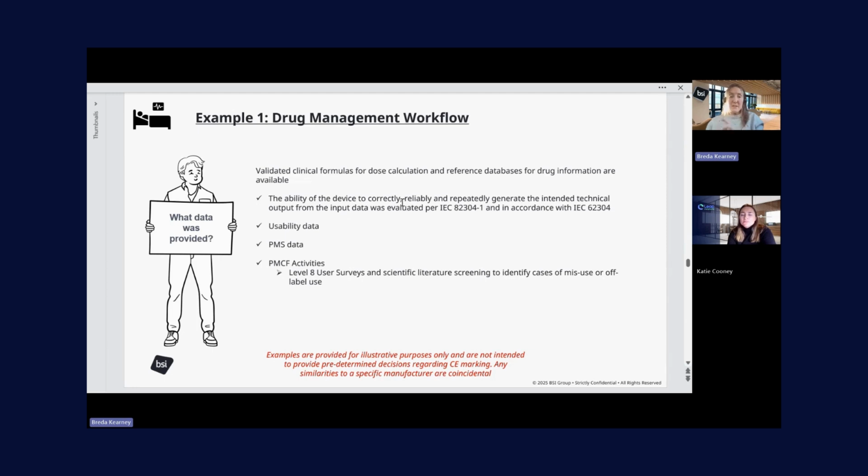They also had usability data. They had PMS data because it was a legacy device. And they had planned to do PMCF activities. So they're doing level 8 user surveys and scientific literature screening to identify cases of misuse or off-label use. So this particular device was approved under Article 6110.